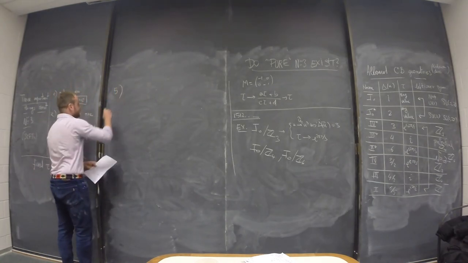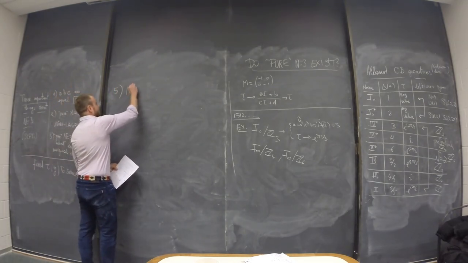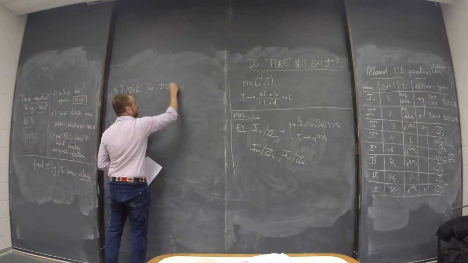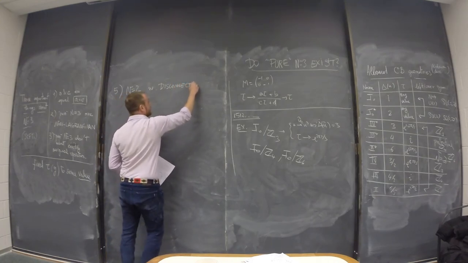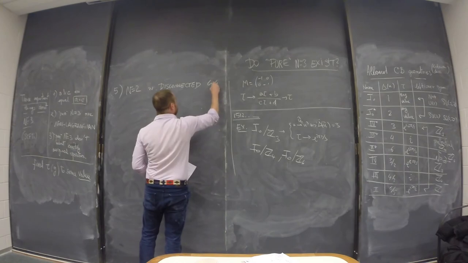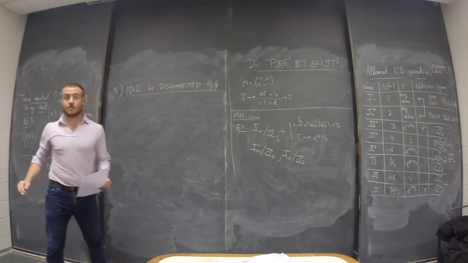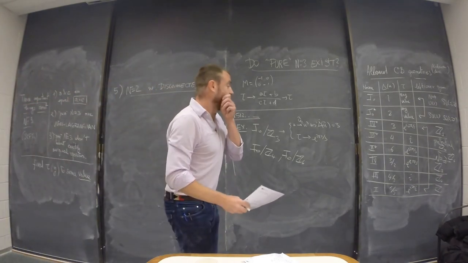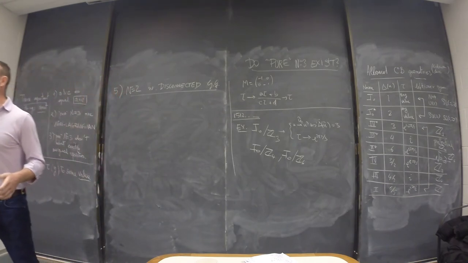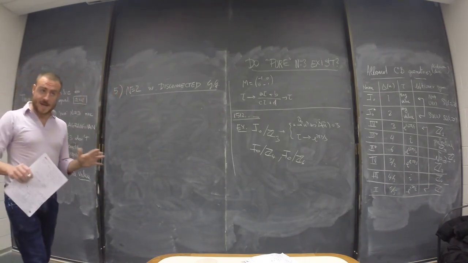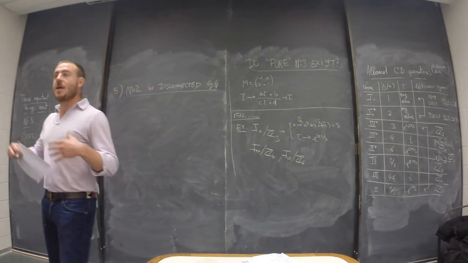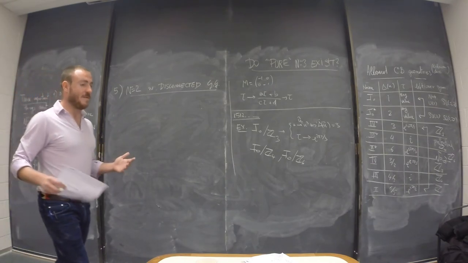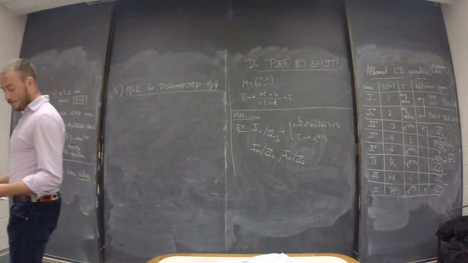So the last part is N=2 theories with disconnected gauge group. Okay? So what is the major difference? The major difference is that those theories now have flavor group. N=3 and N=4 theories do not have flavor group, but N=2 theories do have even quite large flavor groups. We have N=2 theories that have E8 flavor group, even in the rank one case.